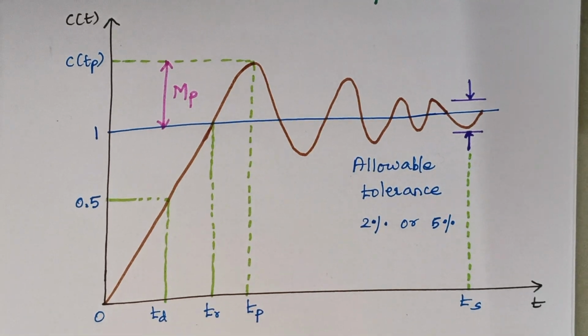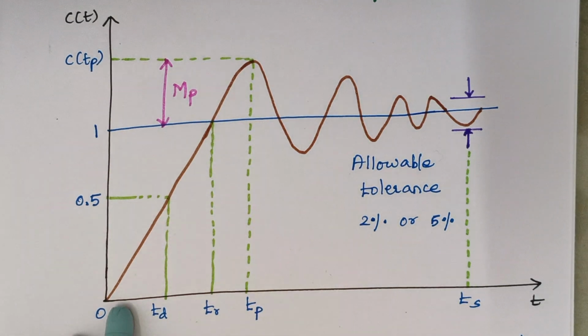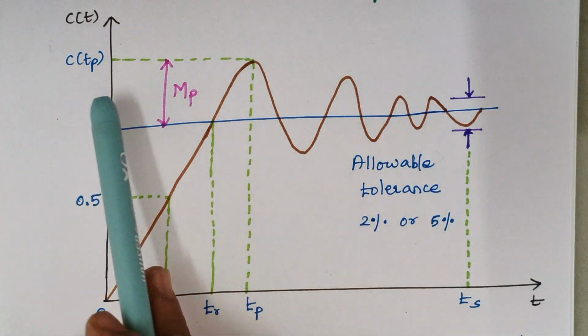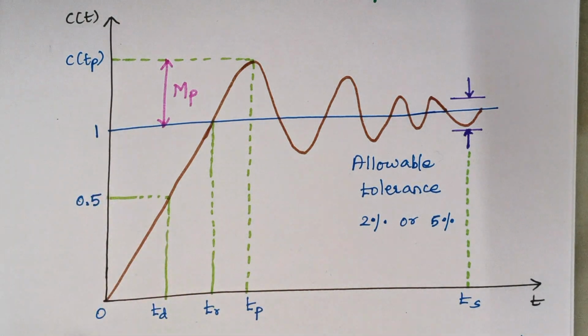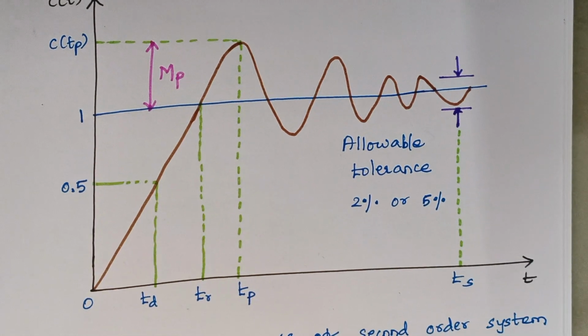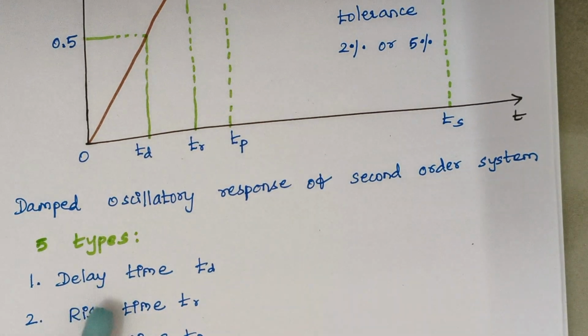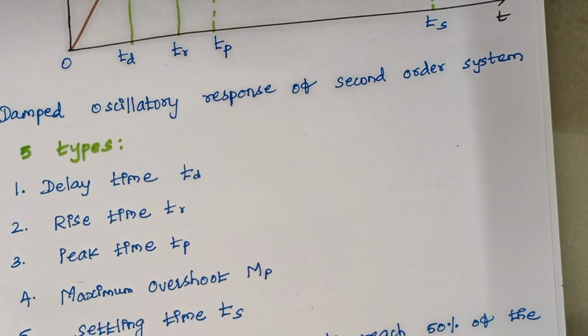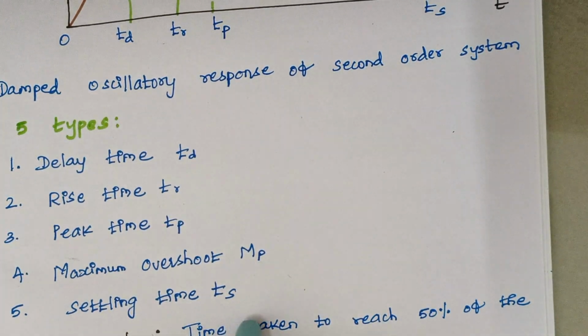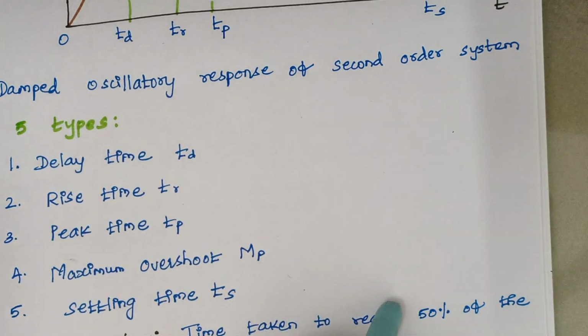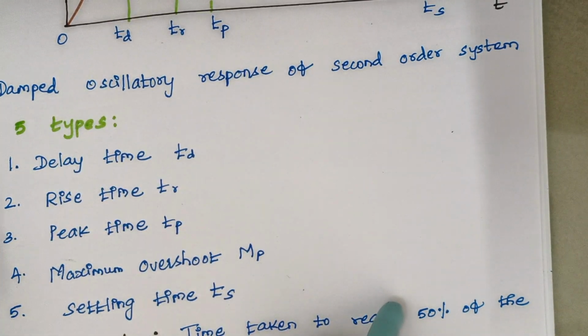So the first thing is, from the graph, it is clear that the x-axis indicates your time and the y-axis indicates your C of t, that is the output response. Here there are 5 types of time. The first one is known as delay time, then rise time, peak time, maximum overshoot and settling time. These are the 5 different types of time. Now I am going to explain the times one by one.